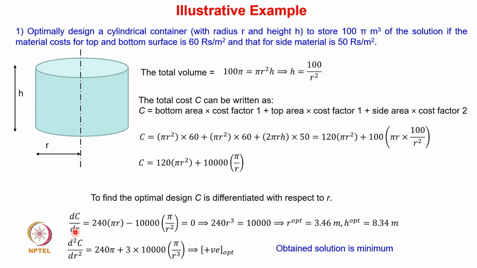So in this case, dC by dr will be given by this 2 multiplied here, that becomes 240 pi r, minus in this case this 10,000 will remain as it is, and derivative of pi by r will be nothing but what? Minus pi by r square. So that minus sign comes out here, and pi by r square will be here. So this we have to equate to 0.